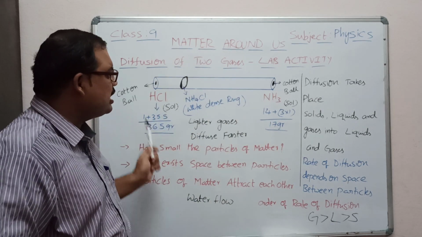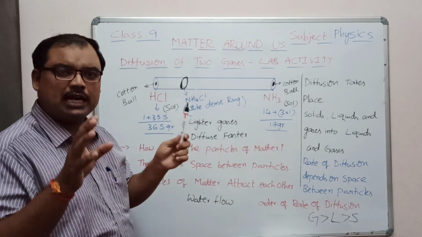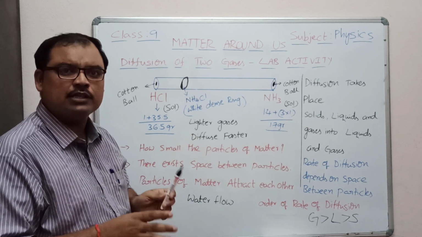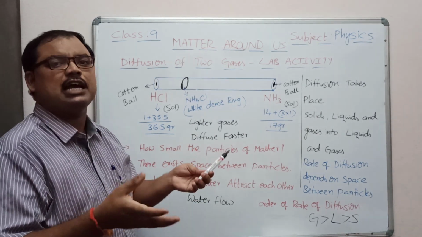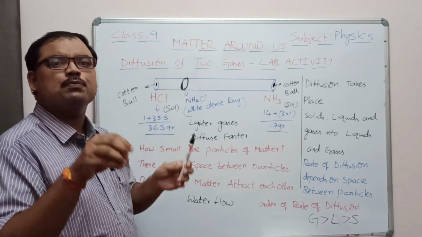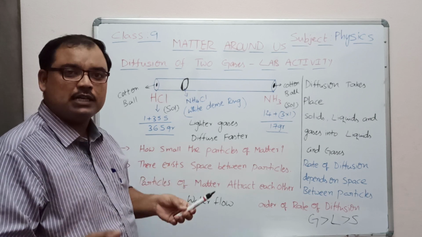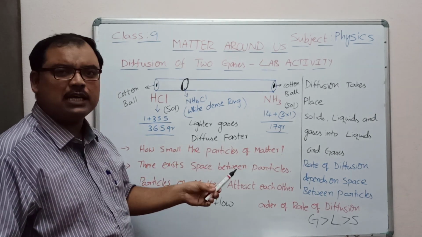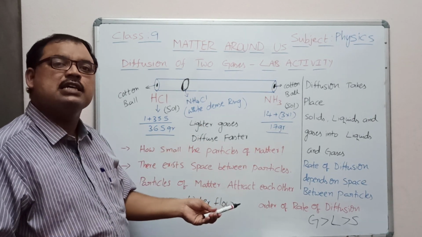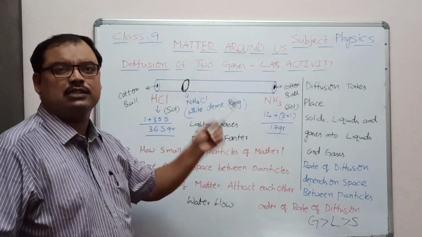So the entire chapter of matter around us is about matter being made up of molecules. They have gaps between them. They have force of attraction between them. They are very tiny. They show the properties of pressure and volume, and they respond to different situations. Compressibility takes place, and diffusion takes place between different states of matter altogether.